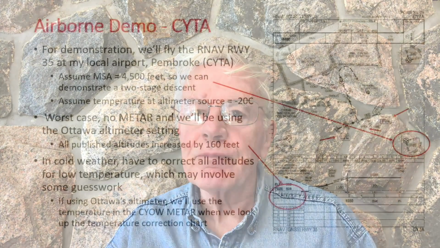I'll start by showing you how the top of descent would be selected at Pembroke and how the various altitudes are corrected to account for such things as using a remote altimeter setting and for the inherent errors in a barometric altimeter when temperatures are non-standard. These corrections are a lot of work and are error prone. Hopefully by the time I get through that, you'll be convinced that there has to be a better way. I'll show you how I handle the problem, then we'll go flying.